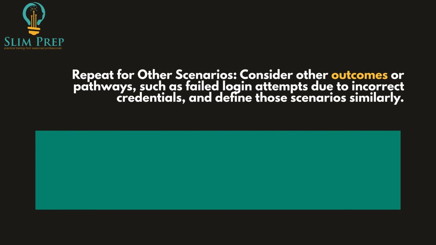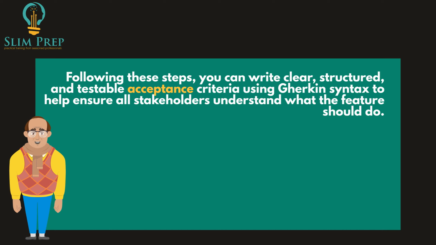Repeat for other scenarios. Consider other outcomes or pathways, such as failed login attempts due to incorrect credentials, and define those scenarios similarly. Following these steps, you can write clear, structured, and testable acceptance criteria using Gherkin syntax to help ensure all stakeholders understand what the feature should do.